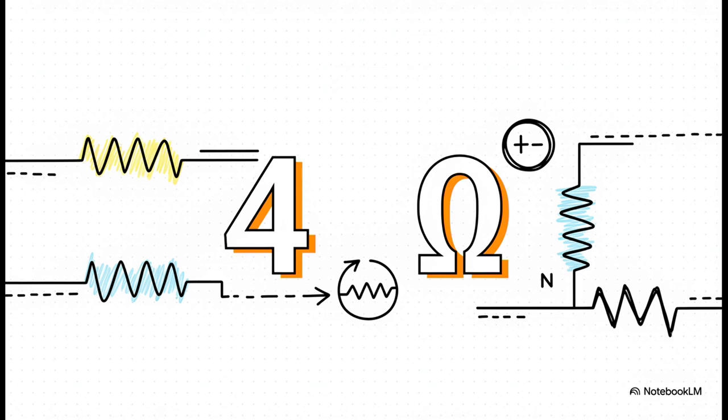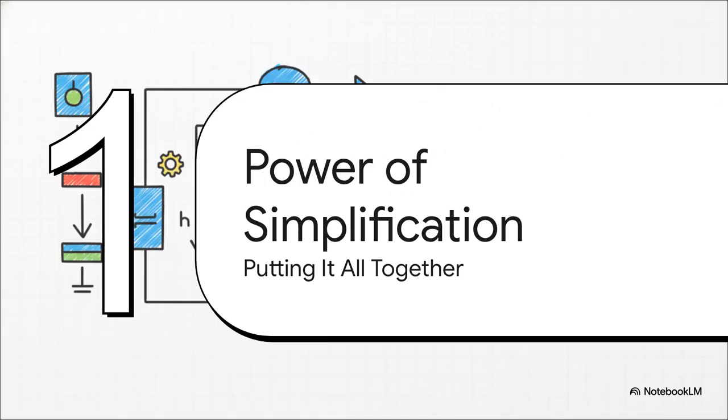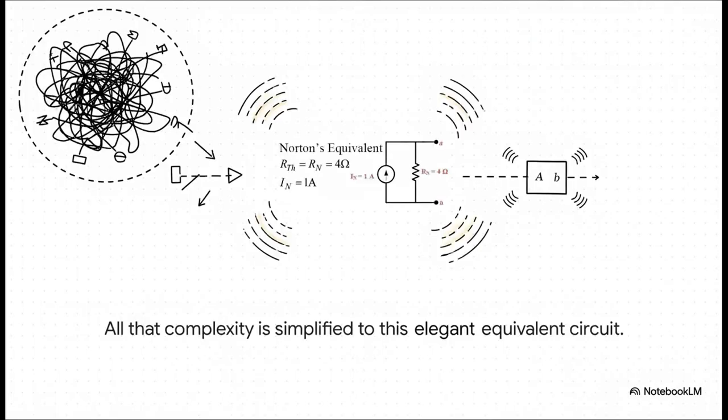We have both pieces we need. Now for the best part, the grand finale. We've done the work, we've found our two magic numbers. Let's put them together and see the payoff. And there it is. Seriously, look at that. That tangled mess from the beginning has been totally replaced by this beautiful, simple circuit, a 1 amp current source in parallel with a 4 ohm resistor. From the perspective of anything you connect to A and B, these two circuits are exactly the same.